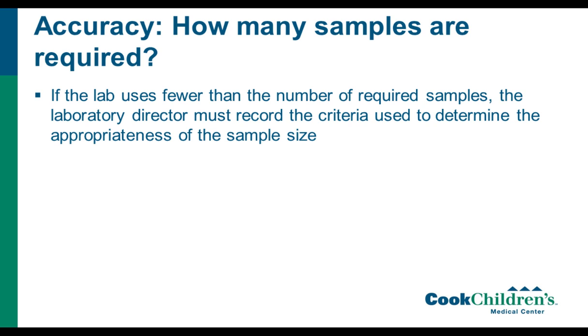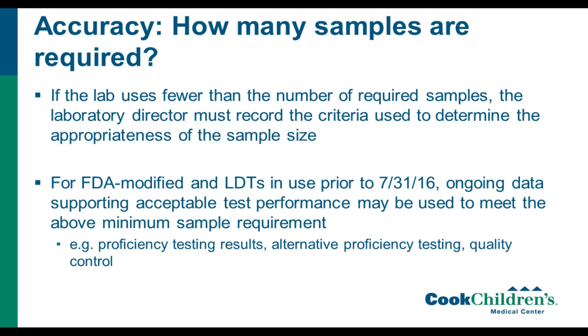If you don't have 20 samples, for assays that have less common analytes, you can use fewer than that. If you do, the laboratory director must write down, and it must be in writing, the criteria that are used to determine the appropriateness. So if you only have 10, the lab director has to sign off on why that's acceptable and why you couldn't get any more samples.